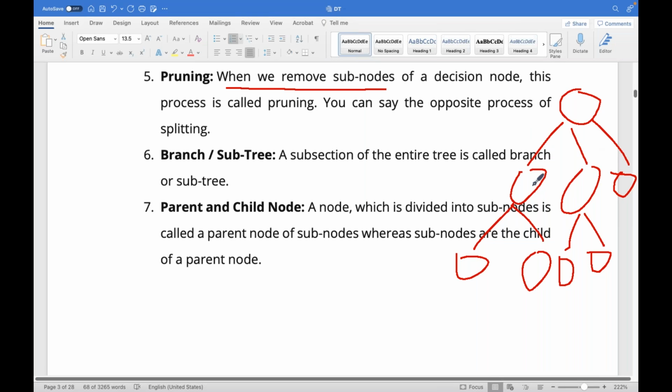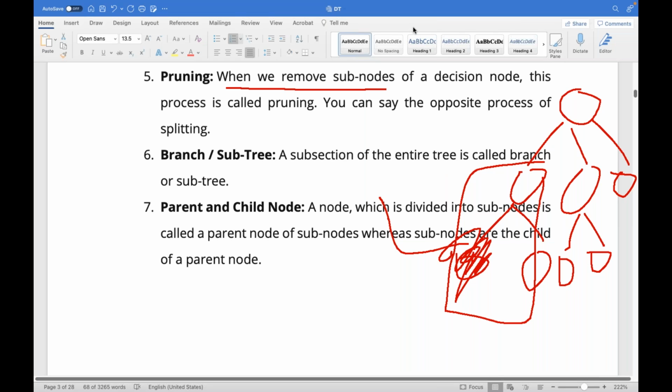But with pruning, if you want, you can remove the unwanted subnodes. So when you remove the unwanted subnode, that means it's pruning. It can help you to reduce your decision tree levels. You're trying to remove the unwanted decision nodes or subnodes.